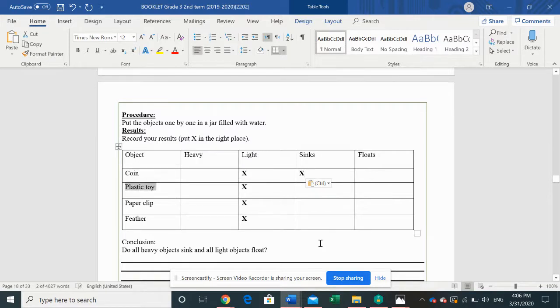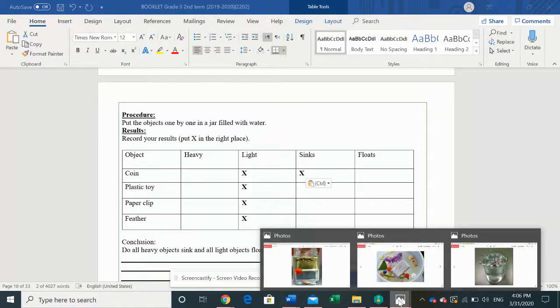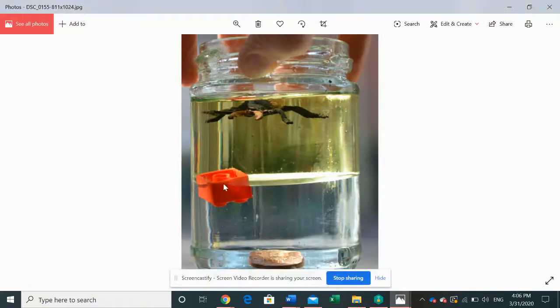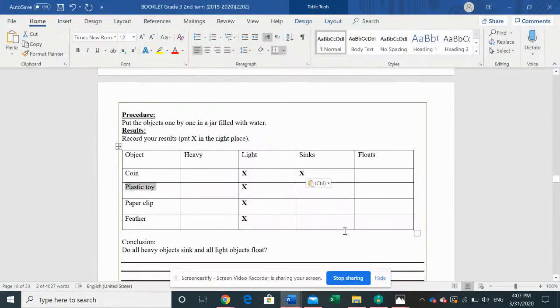Plastic toy. The plastic toy, I said we will use the Lego. Here we have water, then oil, and you know that oil floats on the water. So as water, the Lego here. Does the plastic toy sink or float? Does it go under the water or stay on the surface? Yes, it stays on the surface, so it floats.